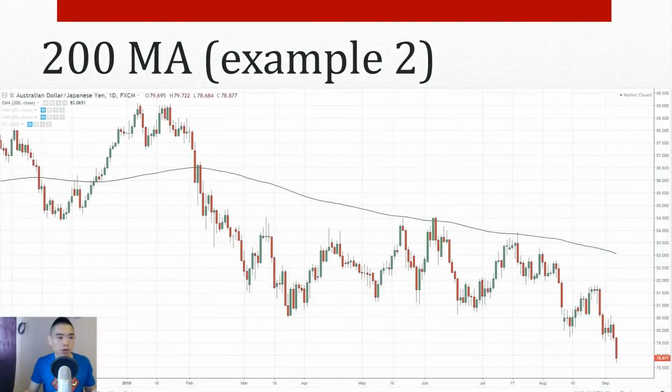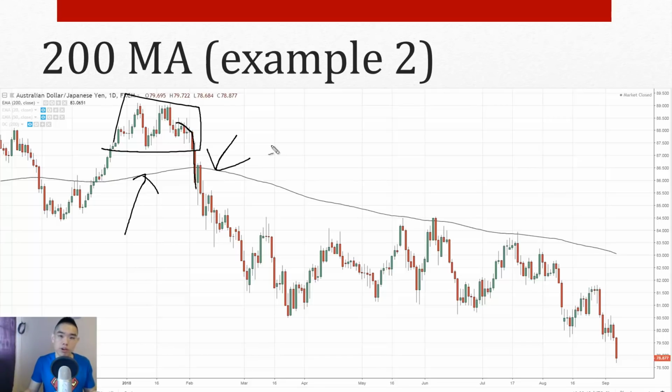Aussie dollar against the Japanese yen. Again, at this point the price is above the 200 MA, so you should have a long bias. Now the question is, do you have a long trading setup? In this case, to me there isn't, because there isn't any price rejection. Price just pretty much goes through it. At this point now, the price is below the 200 MA. My bias is now from long to short.